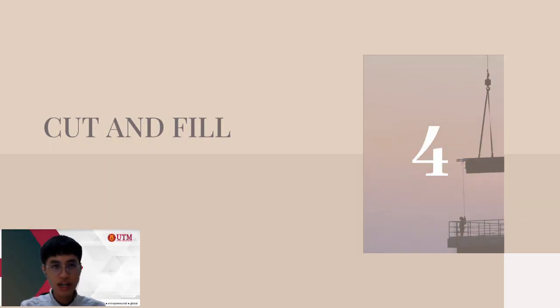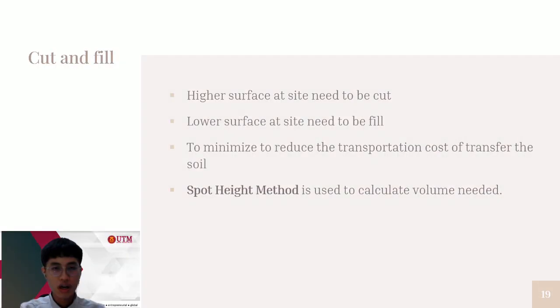Next is cut and fill needed for the difference of level. After the upward level is proposed, the higher surface at the site needs to be cut, and the surface that is lower than the proposed level needs to be filled up with soil. So the difference between cut volume and fill volume needs to be minimized, because we need to reduce the transportation cost of transferring the soil from the site. So in this project, the spot height method is used to calculate the cut volume and also fill volume needed to achieve the proposed level.